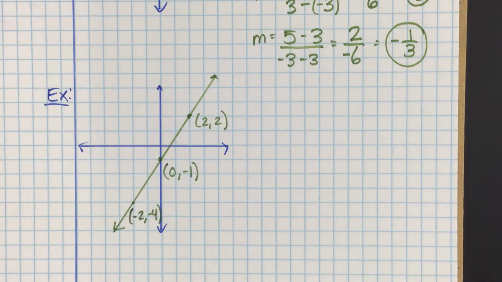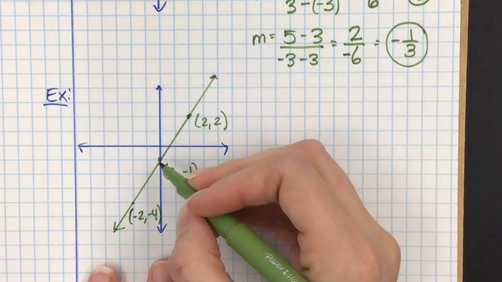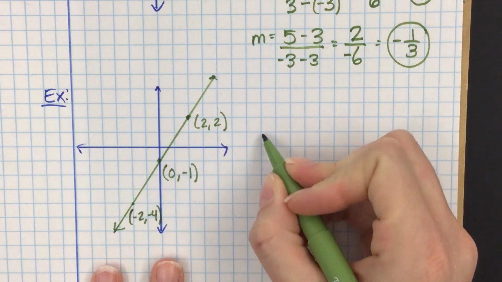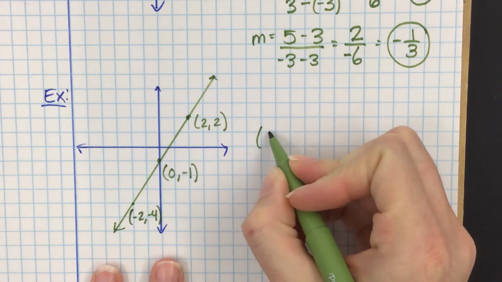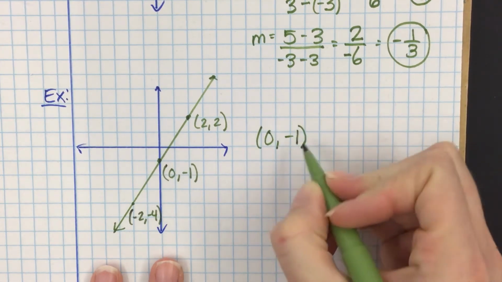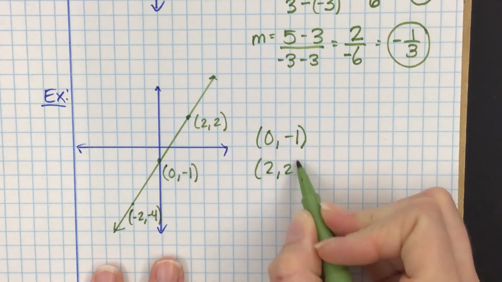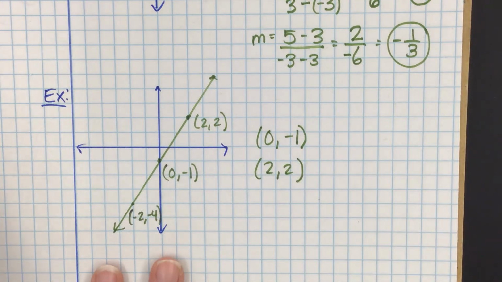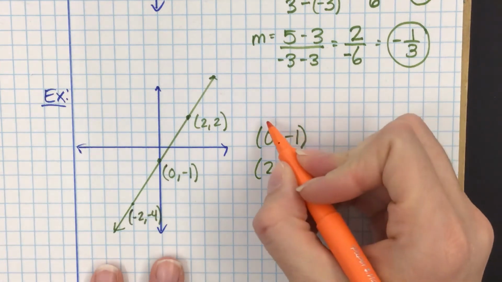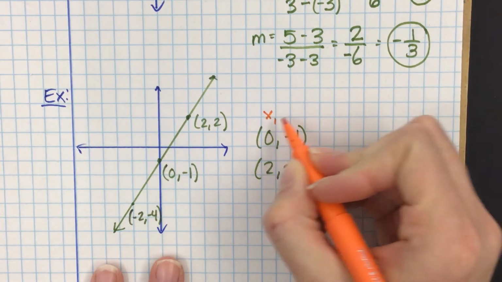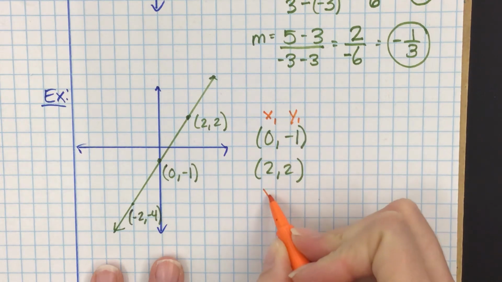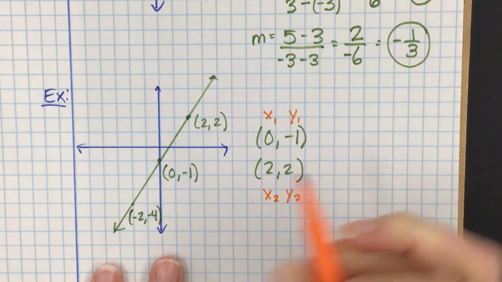All right, so I'm going to just go ahead and pull 2 points off of this. I'm going to use the point 0, negative 1, and I'll use the point 2, 2. If you use different points than me, you will still get the same answer. So x1, y1, x2, y2.